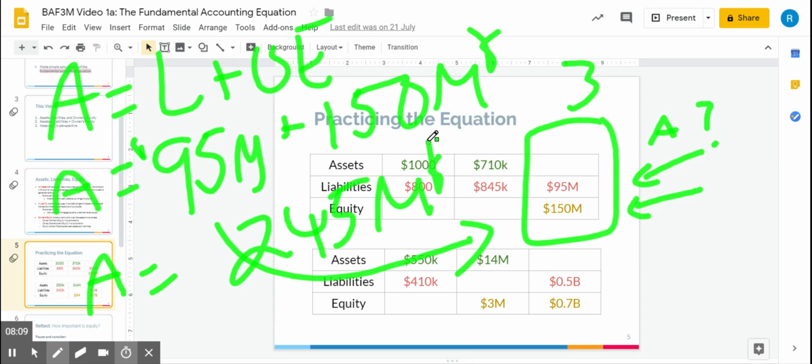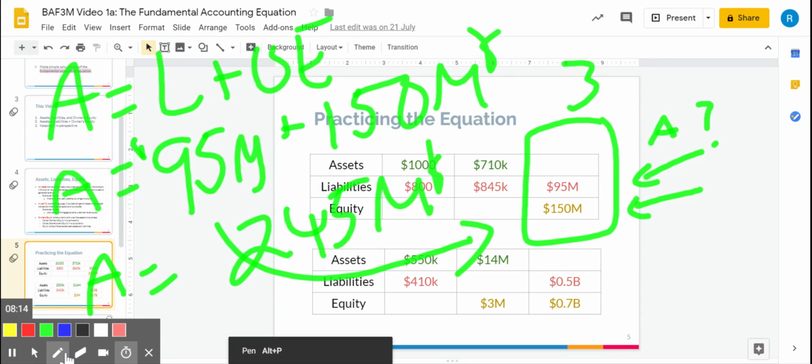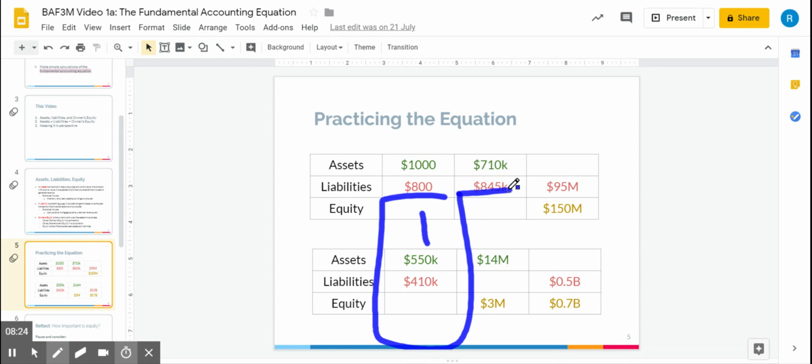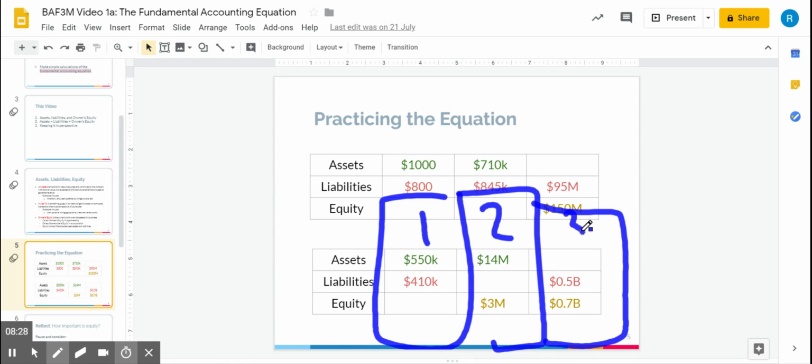Okay, so you can solve this quickly, intuitively. You can plug it into the equation. You can do rearranging if you need to, but it should be pretty basic. So now that I've given you some examples, I want you to give it a shot here in Edpuzzle for the bottom 3. Okay, so this is business number 1. This is business number 2. And this is business number 3. So find what's missing for each one. Okay, give that a shot.